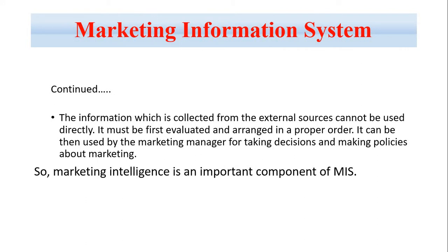The information which is collected from the external sources cannot be used directly by the marketing managers, because that information is not as reliable as the internal sources. So the marketing management information system team needs to arrange that data in a proper order, and that data should be analyzed, and then presented to the marketing decision making team in order to make the right decision.